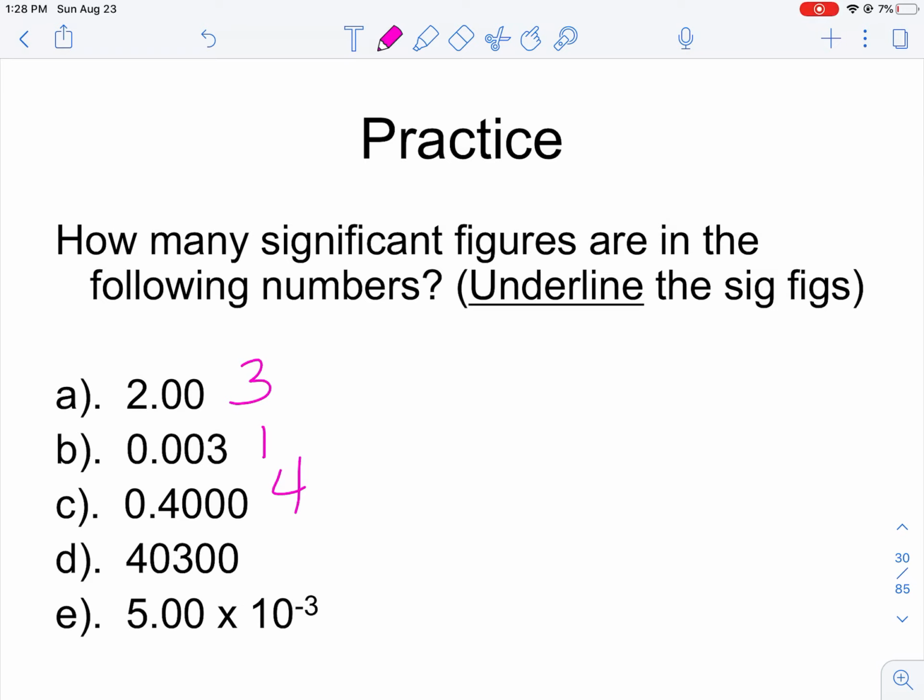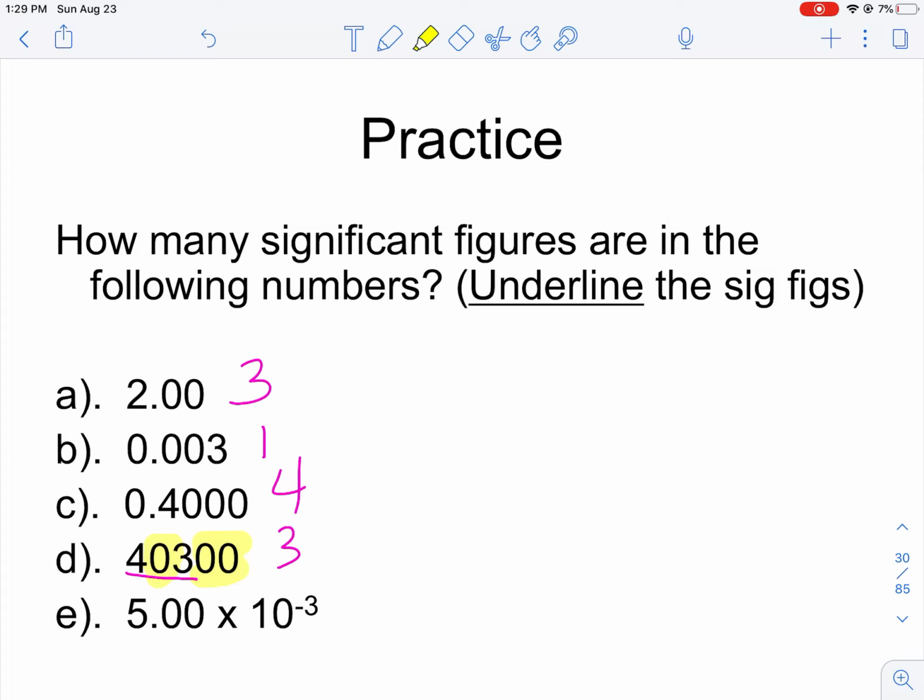Now we've got a number here, 40,300. Think about this one. This zero is sandwiched, right? It's held captive, so of course that's going to be significant. There are trailing zeros, these are the trailing zeros, but there's no decimal. So how many sig figs are there? 3. These 3 are your sig figs. These 2 are not because there's no decimal.